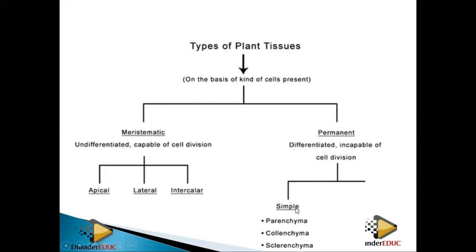Then on permanent, we have what you call simple, the ones which are just one cell, which are parenchyma, collenchyma, and then sclerenchyma. These ones have different modifications and they serve different purposes in the plant. Then in the complex, if it's not simple, if it's not one cell, then it's more than one cell, which becomes complex. You have the xylem and then you have the phloem. We will find out that one is responsible for transportation of water and mineral salts, while the other is responsible for transportation of food or manufactured food.